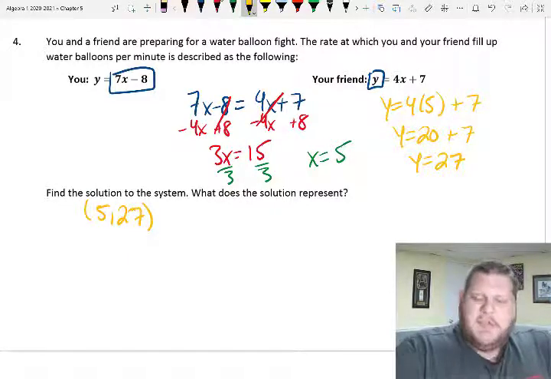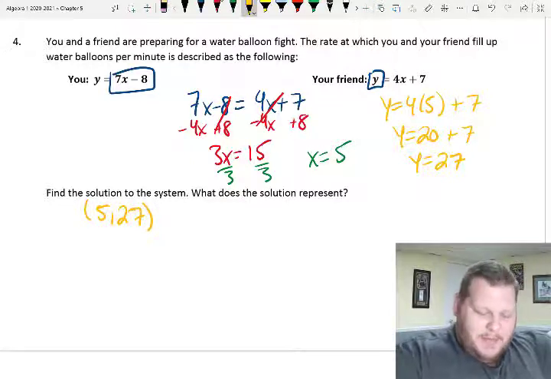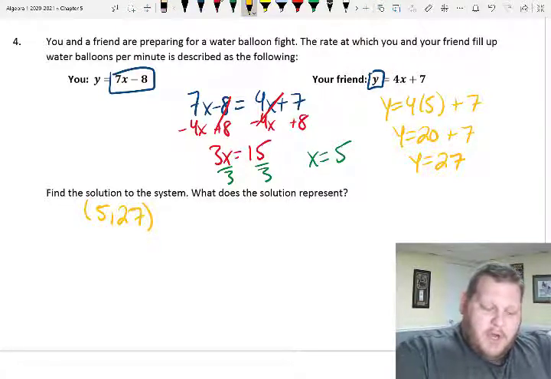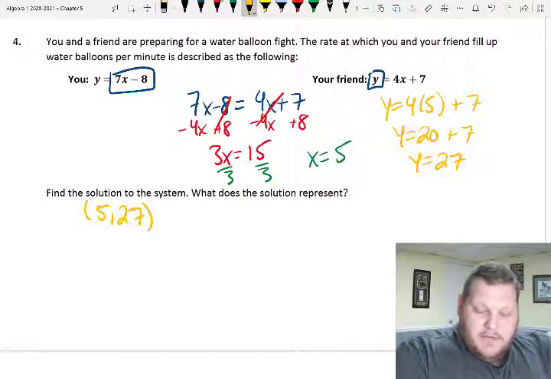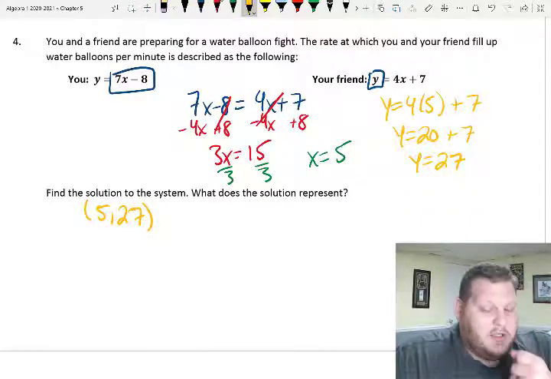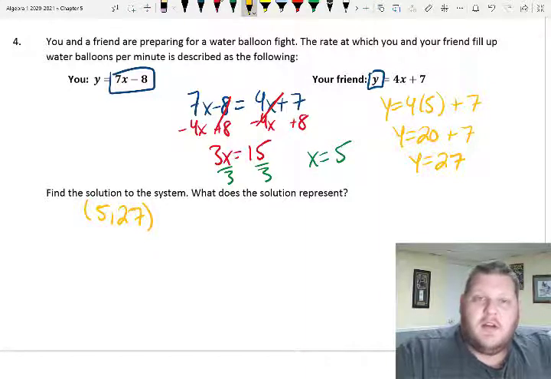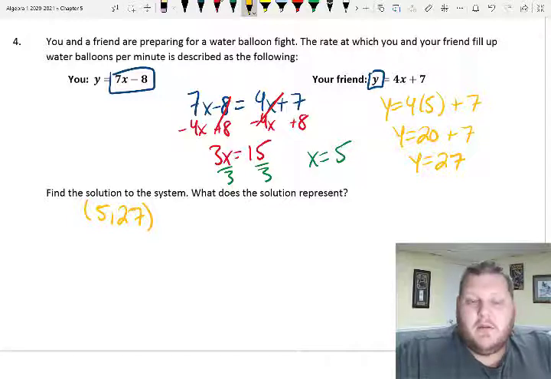It should probably be helpful to talk about what the context is in this case, since we have to interpret the solution in the context of the problem. So we're having a water balloon fight between yourself and your friend. The rate at which you and your friend fill up the water balloons per minute is described as the following. So our equation was y equals 7x minus 8. Our friend was y equals 4x plus 7. So in this case, looking at how the things are set up, your x would be your time, right? How many minutes you're filling up water balloons. Your y value would be how many water balloons you have.